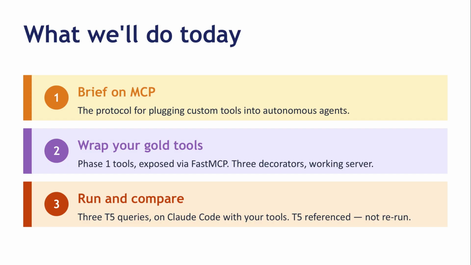Three things. One: a brief on MCP, the protocol for plugging custom tools into autonomous agents. Two: wrap your Phase 1 gold tools as an MCP server using FastMCP. Three: register with Claude Code, run the three T5 queries, and compare.